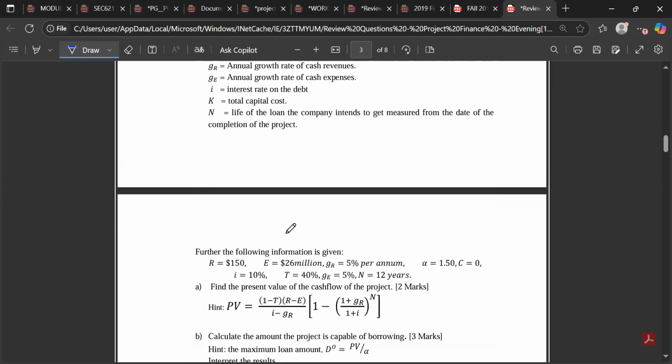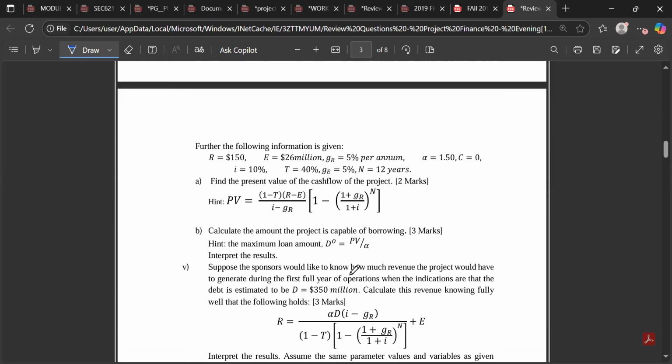R is 150,000. E is 26 million. The growth of revenue is 5% per annum. Alpha is 1.5. C is 0, I is 10%, T is 40% tax rate. The growth of expenditure is 5% or so, N is 12 years. So now, with that in mind, we're required to find the present value of the cash flow of the project here.